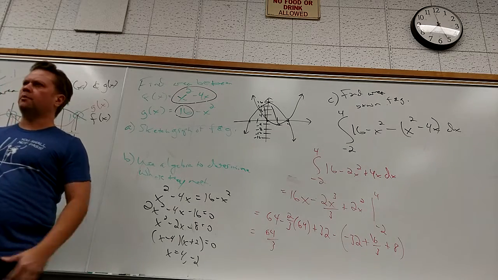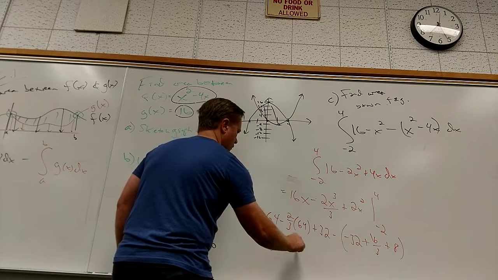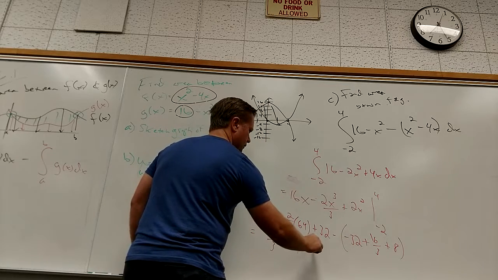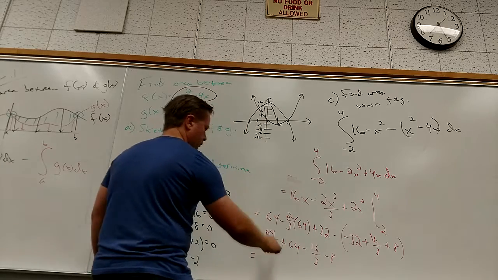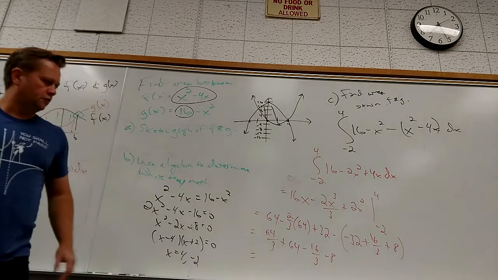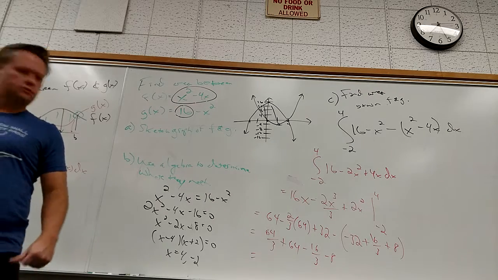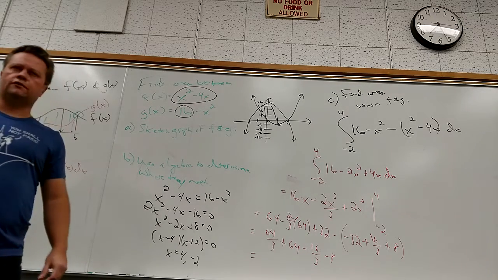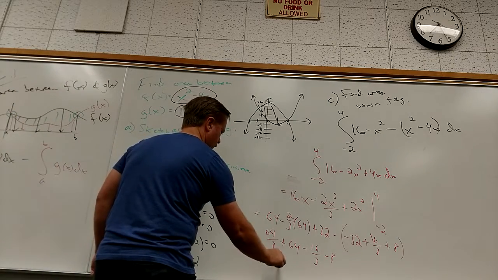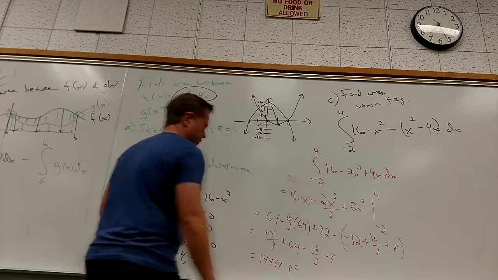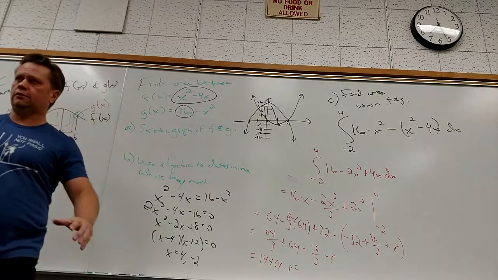So I should be able to do it a better way. Then I get plus 64 minus 16/3 minus 8. So what do I end up with? I get 42/3. Sounds like it's doable. 42/3 is 14. 14 plus 64 minus 8 looks to be 70. Is that what you guys got?